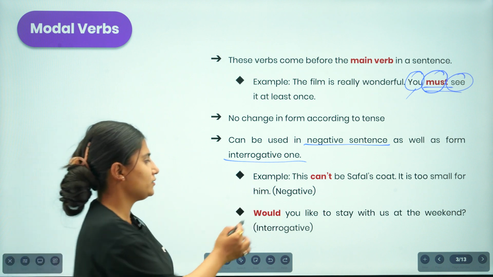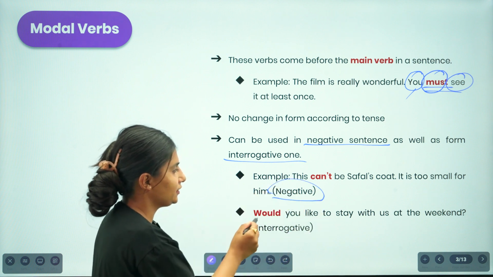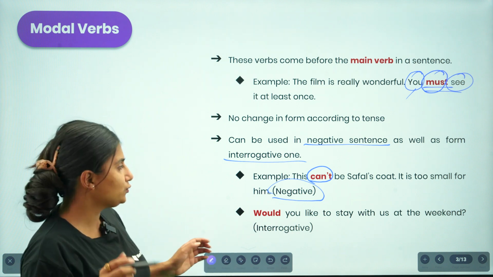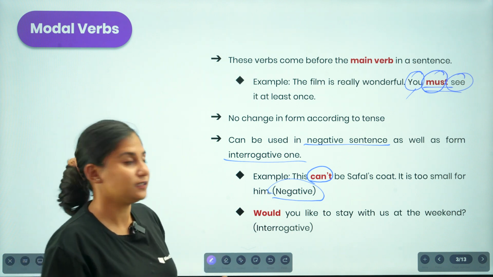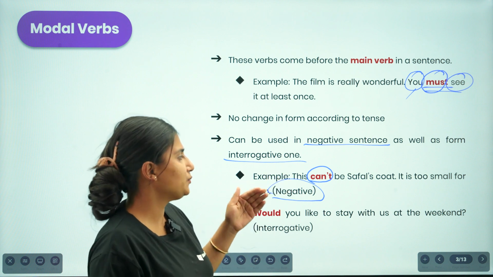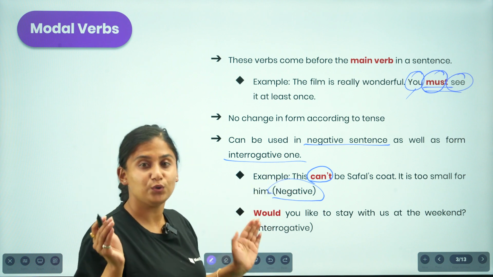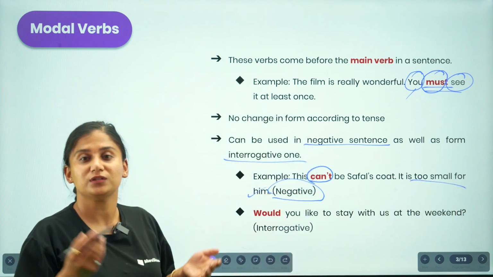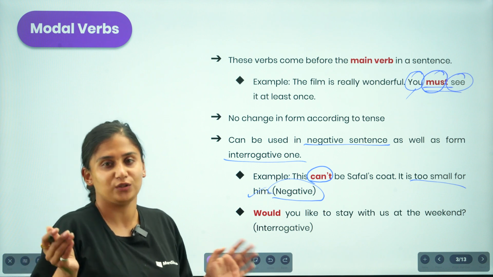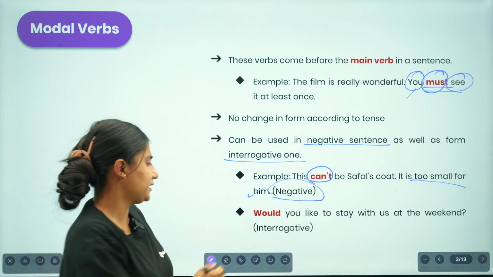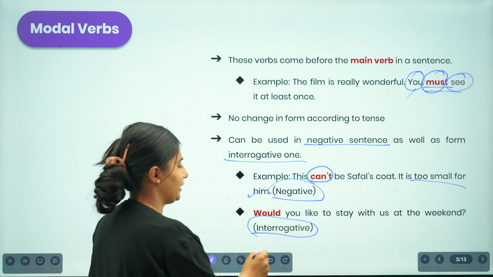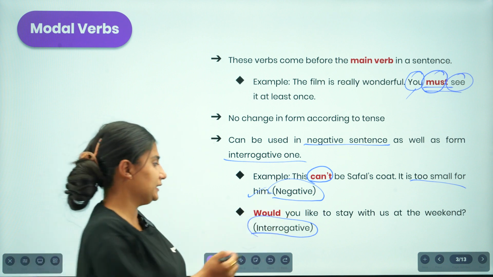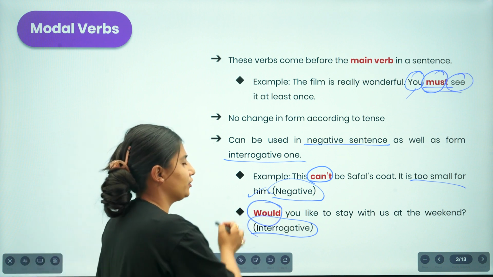The first example is about the negative sentence, and this can't is the modal verb. Why have we used this can't? In order to say something that is against. The statement reads, this can't be Safal's coat. Why can't this be Safal's coat? Because it is too small for him. So if the coat is too small for him, of course it is for sure that the coat can't be his. Moving on to the next is the example of an interrogative one. The example reads, would you like to stay with us at the weekend? See, here we have also begun with the modal verb would.